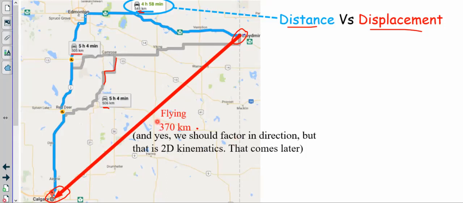So the only thing that can go that 370 kilometers would be a plane or a bird or something that can just fly over top of the road and not have to worry about zigzagging. So that would be your displacement. Displacement doesn't care about the actual path. It's just concerned about where you started from, where you end up in the end. So in that case, displacement is going to have to deal with direction. Now, this is a two-dimension problem, but I just like to use it as an example of what it means by where you started versus where you ended. It doesn't care what path you actually took.